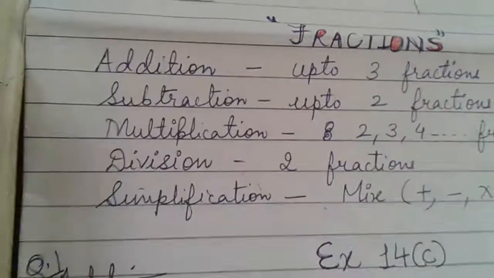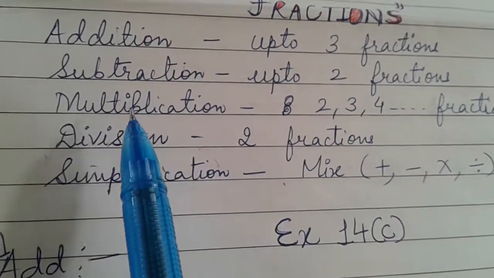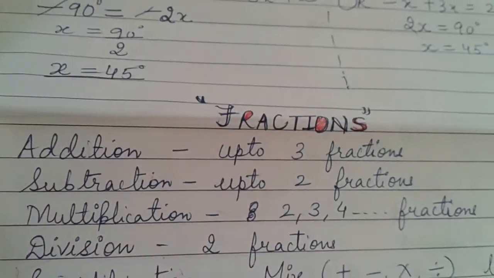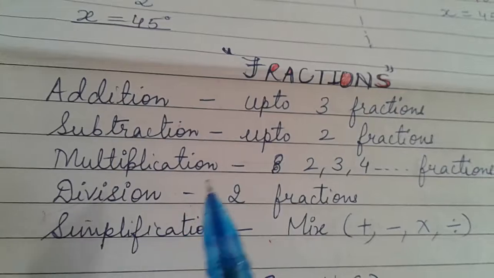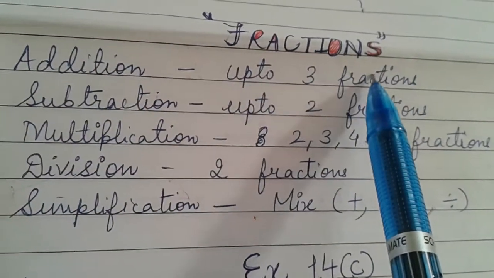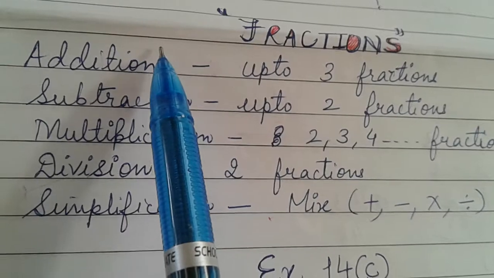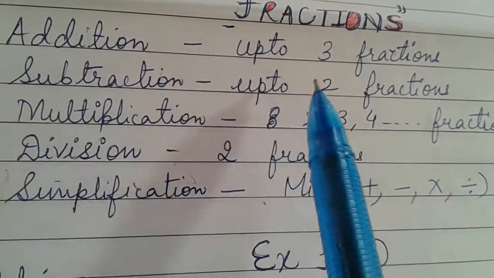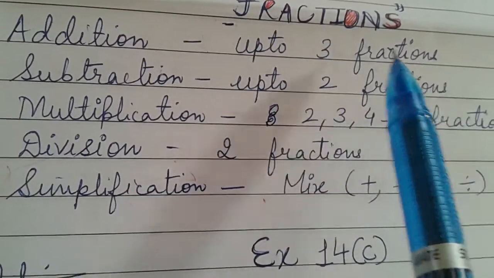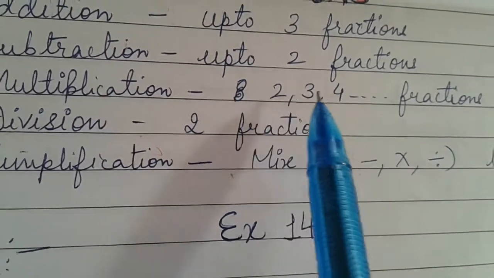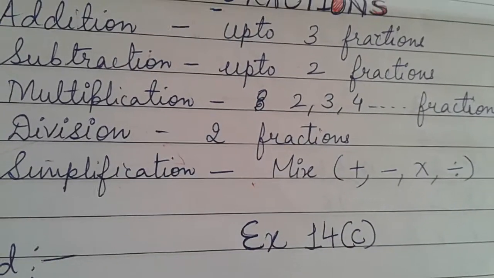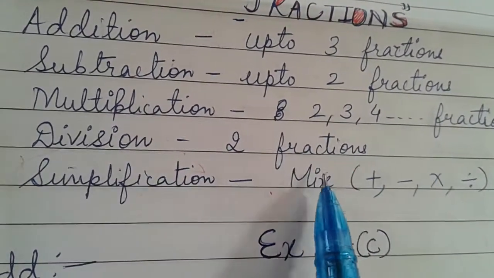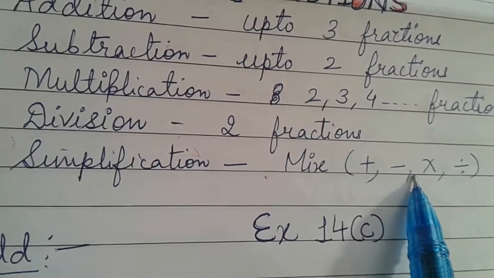I have told you that in fractions we will be dealing with addition, subtraction, multiplication, division and, if possible, simplification. What is most important is that you should know addition, subtraction, multiplication and division of fractions. Addition up to 3 fractions: we should be able to add 2 fractions, and also 3 fractions. Subtraction up to 2 fractions, you can only subtract 2 fractions. Multiplication of 2, 3, 4, that is unlimited. Division of 2 fractions. And simplification. Simplification means it will be a combination of all the basic operations.